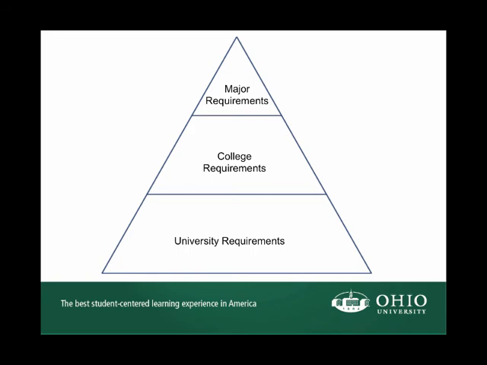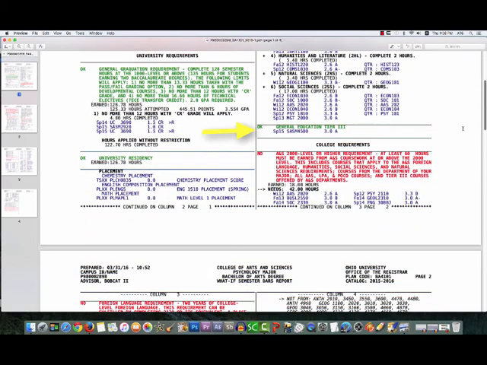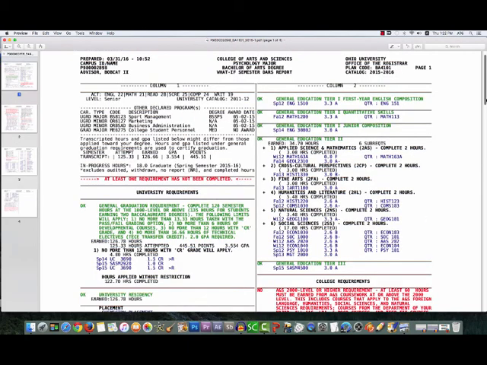Undecided major DARS will not have college and major requirements defined. Undecided students should consult the undergraduate catalog to view admission requirements for selective programs. When looking at the DARS, it is best to start at the beginning and work your way through the document. You will notice both green and red text with the words no and okay, as well as plus and minus signs. The words no and okay are used to indicate whether a requirement has been completed, and the plus and minus signs are used to indicate whether a sub-requirement has been completed.